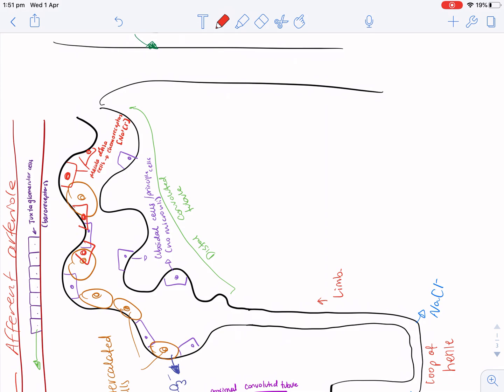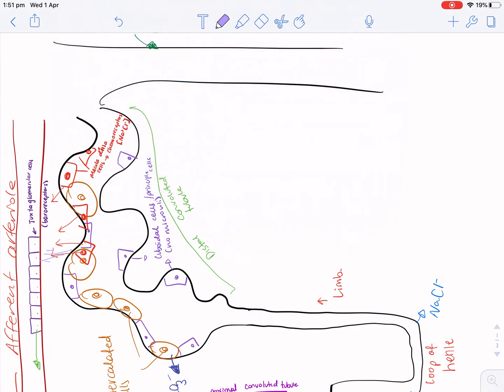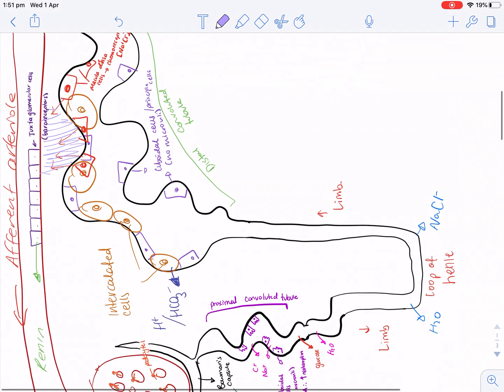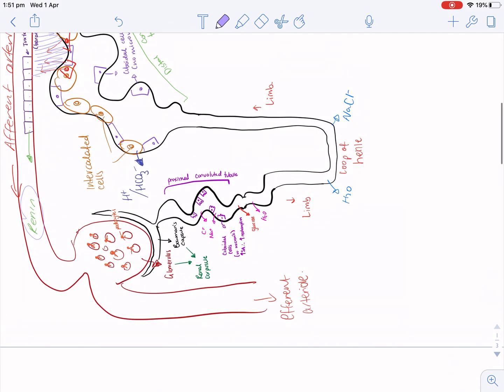Remembering that water will always follow sodium chloride, if there's a decrease in sodium chloride concentration, there's also a decrease in water volume. So what these cells do, they communicate to the juxtaglomerular cells via a connective tissue layer, which is that third component, and stimulate the juxtaglomerular cells to also release renin.